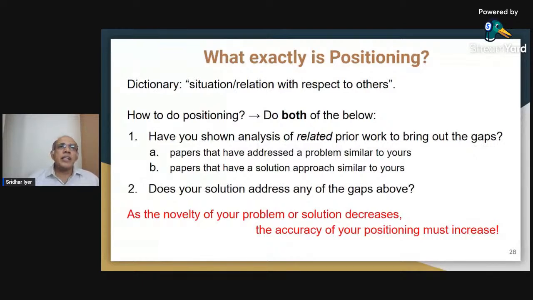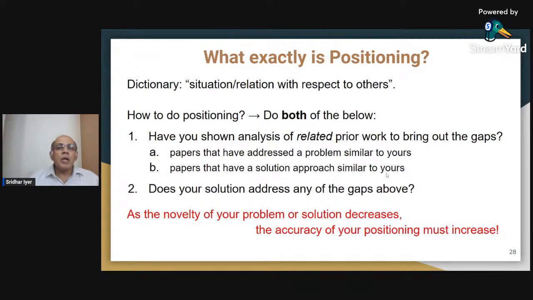So you may say that somebody has addressed this problem but only partially. Their solution works for only some cases. My solution works for a set of different cases. What is required here is to look for papers that have addressed a problem that is similar to yours, as well as papers that have a solution approach similar to yours. For example, the same solution approach you may be applying in, let's say, the field of computer science, while somebody else may have used a similar approach in, let's say, chemistry. So even though the topics and the problems are different, it may be that the solution approaches are similar. So you have to look at those also.